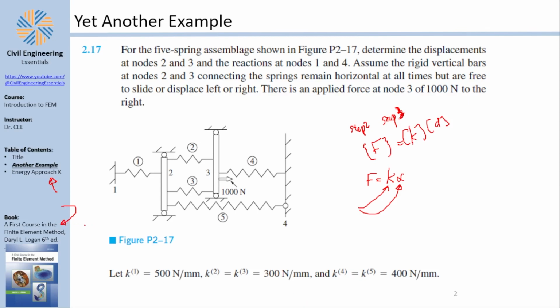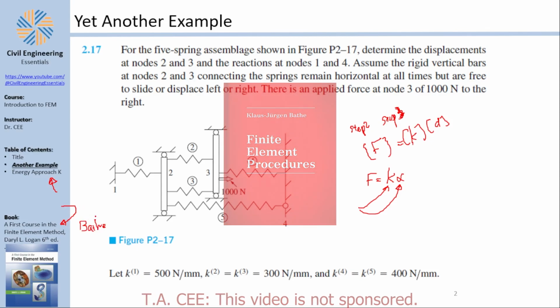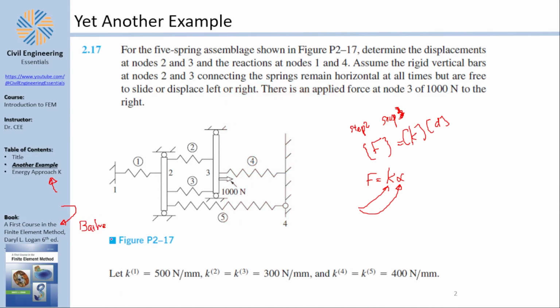Some people ask me, if I want to go deeper, what should I do? There is a deeper book by Bathe, a German. His name is Klaus-Jürgen Bathe. He was, I think, at MIT, and I think the book is called Finite Element Procedures. This book is the cryptic brother of Daryl L. Logan. So I suggest Bathe for anybody who has finished a first course in the finite element method.